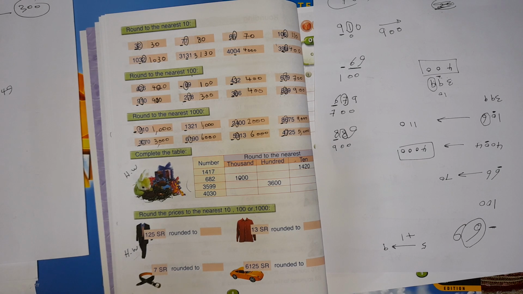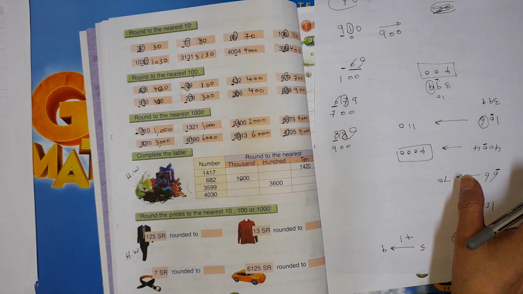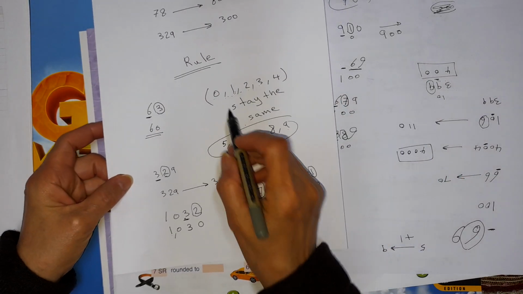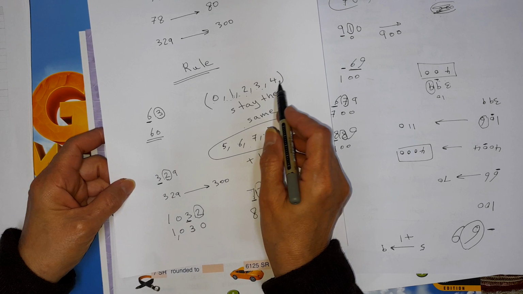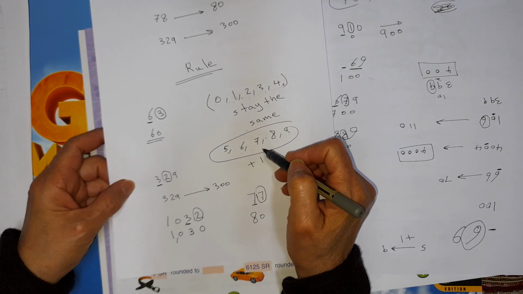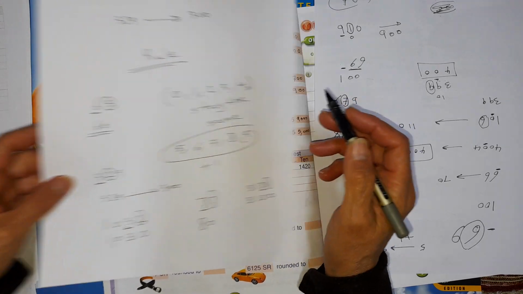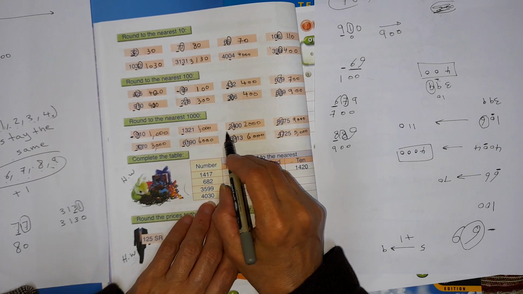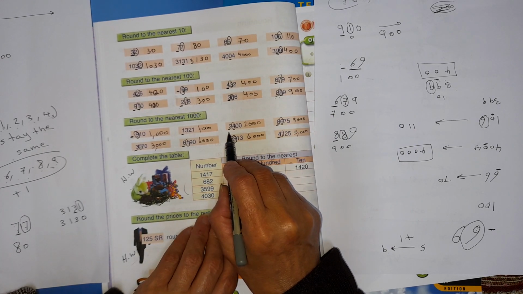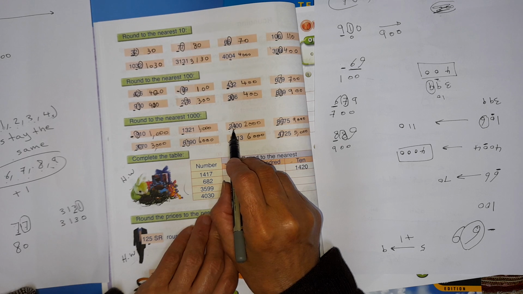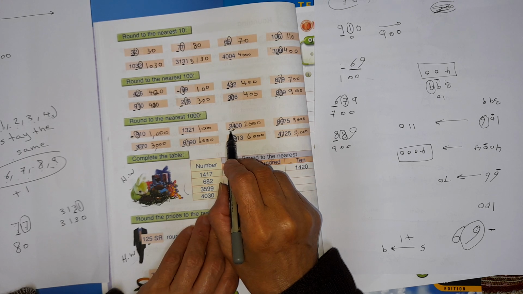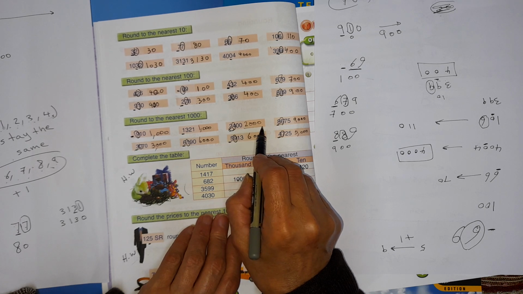But remember that you need to memorize the rule for rounding. If you have 0, 1, 2, 3, 4, you will stay the same. 5, 6, 7, 8, 9, you will become bigger. For example, this one had 1,000. Underline this, circle the 4. Okay. The 4 will not give. So my number will stay 2,000.